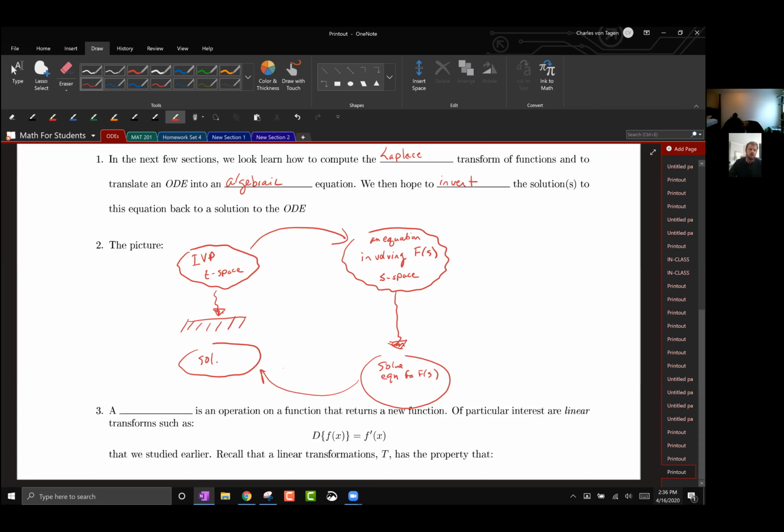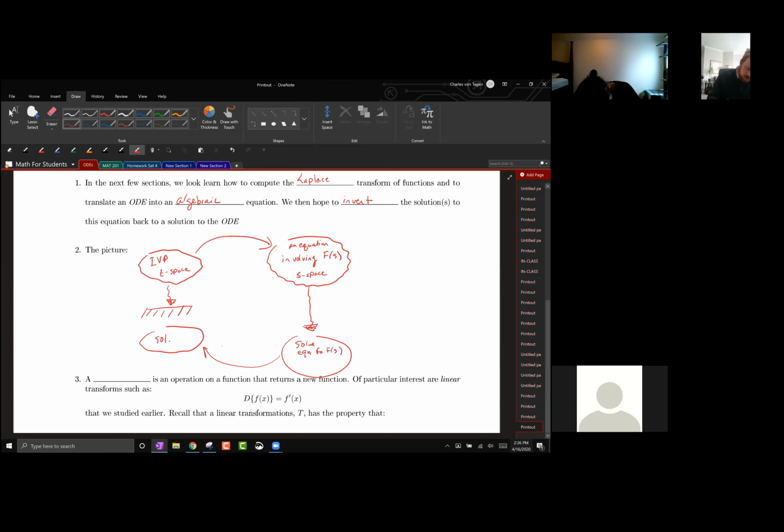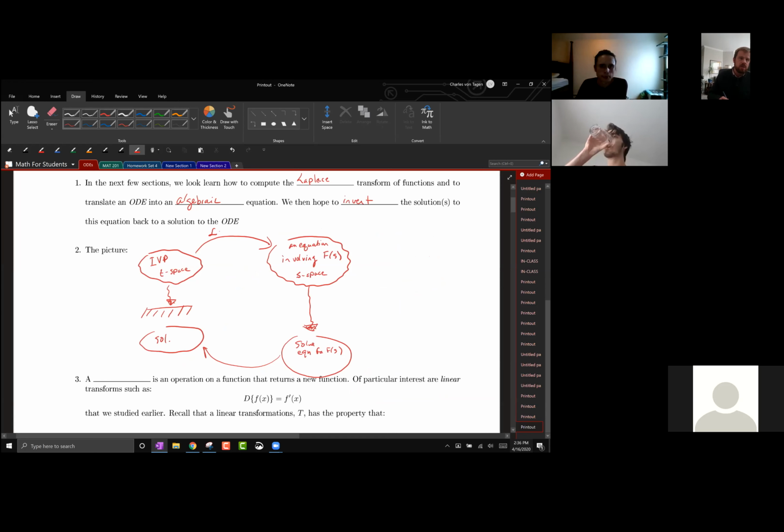This first arrow, we're going to go from the IVP to S space, computing what's called the Laplace transform. That's what we're going to look at here. And we denote the Laplace transform with this sort of curly script L. Okay, I'm not very good at drawing it. I've been practicing it all afternoon, but I'm still no good at it. So that's our Laplace transform. And then we're going to go backwards using the inverse Laplace transform.